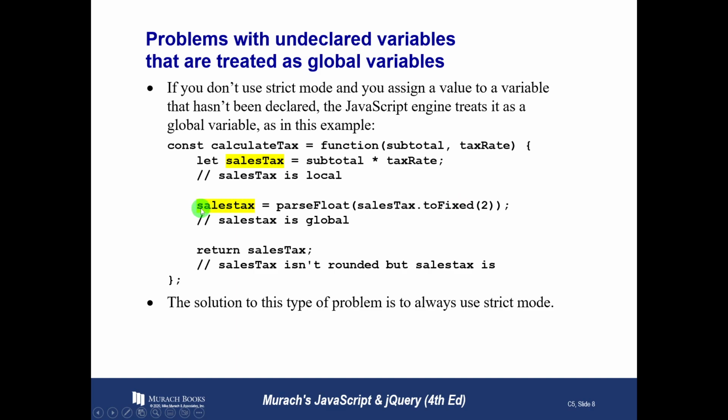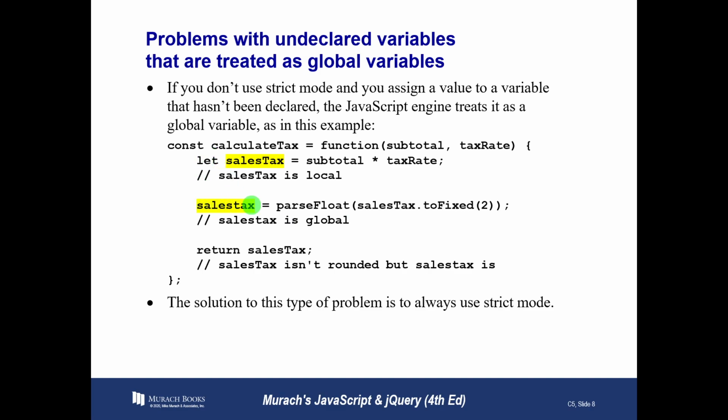Here's the problem. Sales tax here has not been declared. We declared sales tax with a capital T up here. We've never declared a variable called sales tax in lowercase. JavaScript lets us do it if we're not using strict mode. Strict mode was created to solve these kinds of problems, to make sure that you don't get these kinds of errors in your code. So now we have this variable that ends up being a global variable because it was used without being declared first.